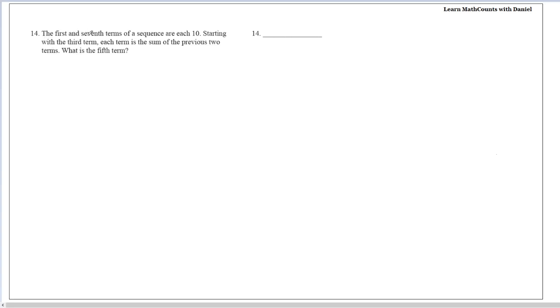The first and seventh terms of the sequence are each 10. Starting with the third term, each term is the sum of the previous two terms. What is the fifth term?